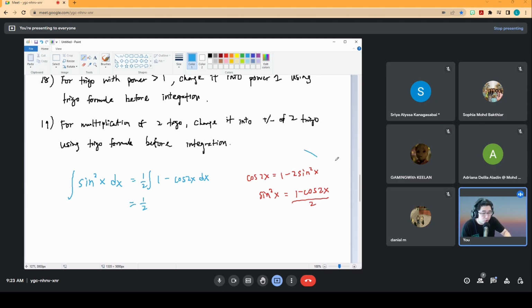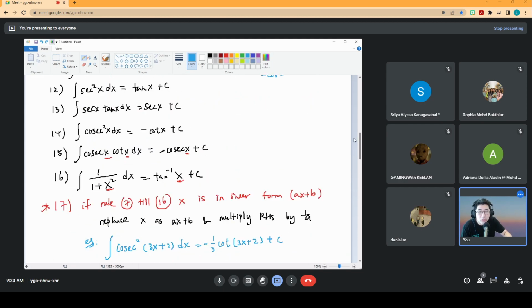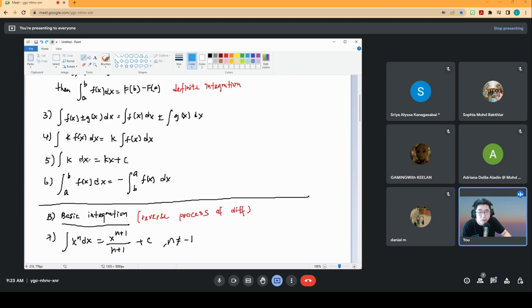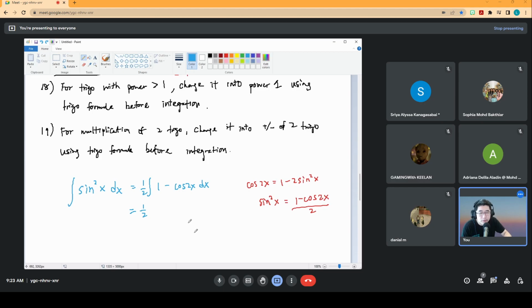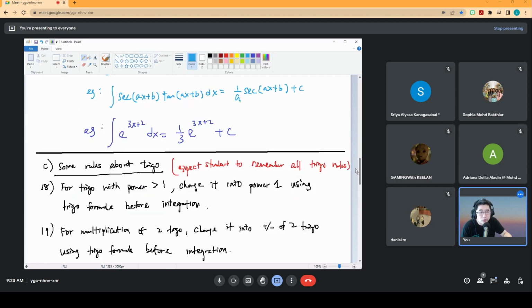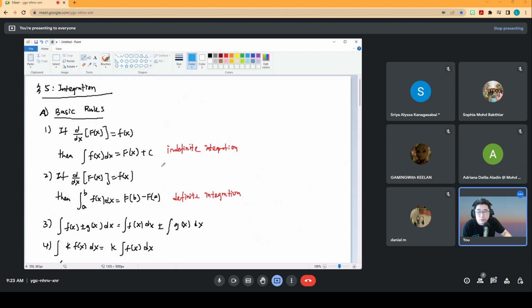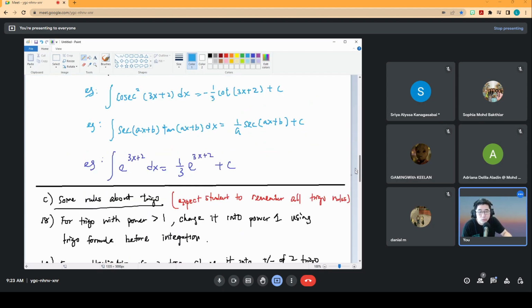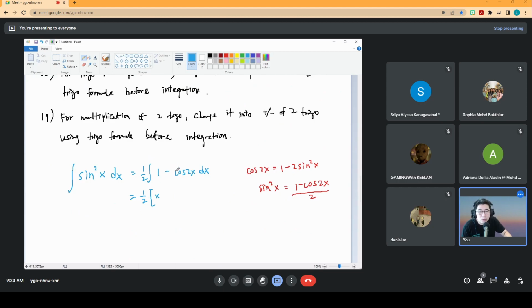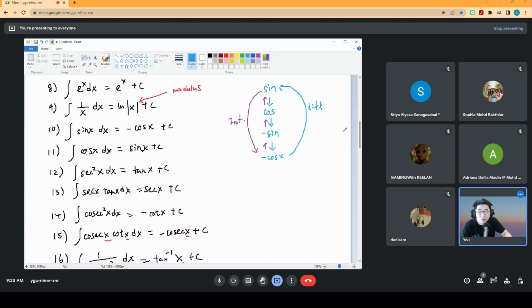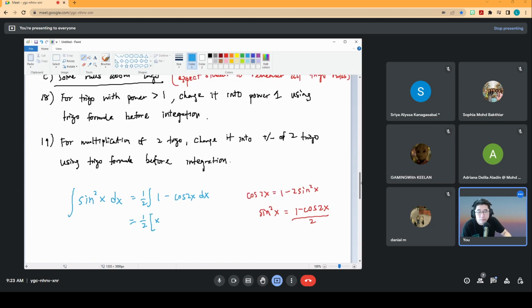Going back to the rules, 1 is a constant. 1 is the constant from rule number 5, it gives you kx. So this is just a single x. The 1 over 2 can be taken out, based on the basic rule, the multiple can be taken out from rule number 4. Then cos of 2x, based on rule 11, cos goes to sine.